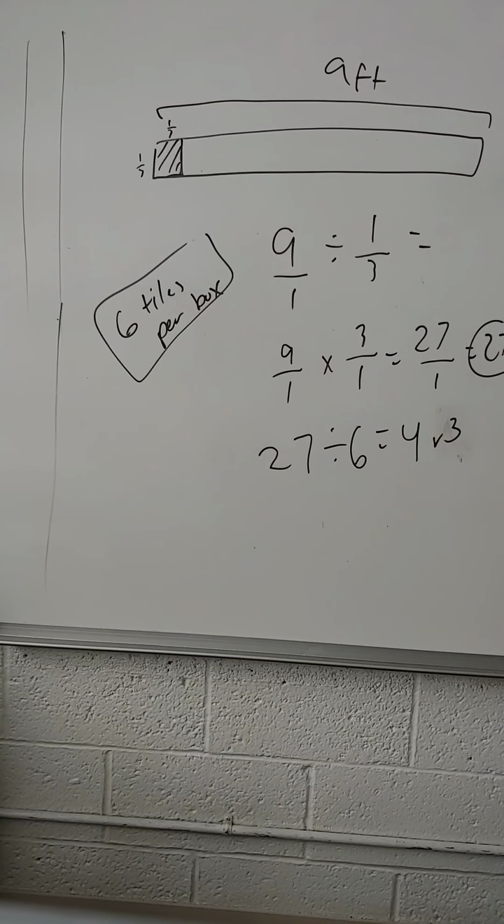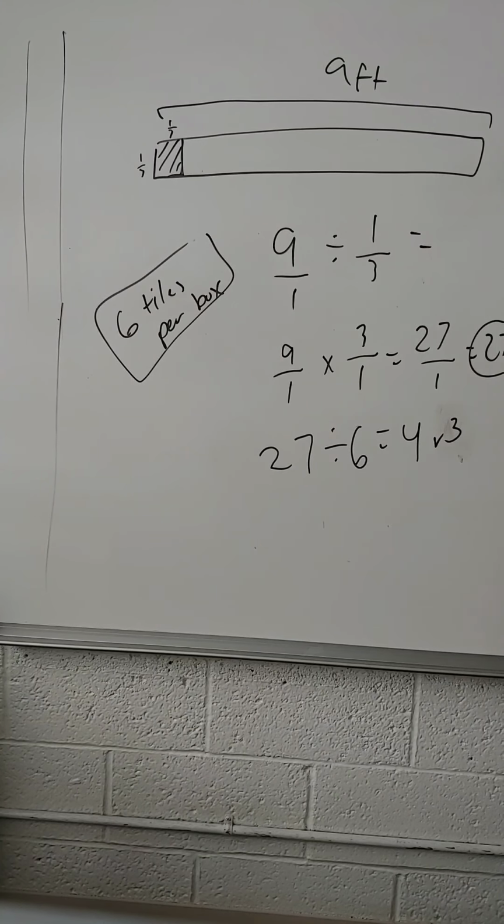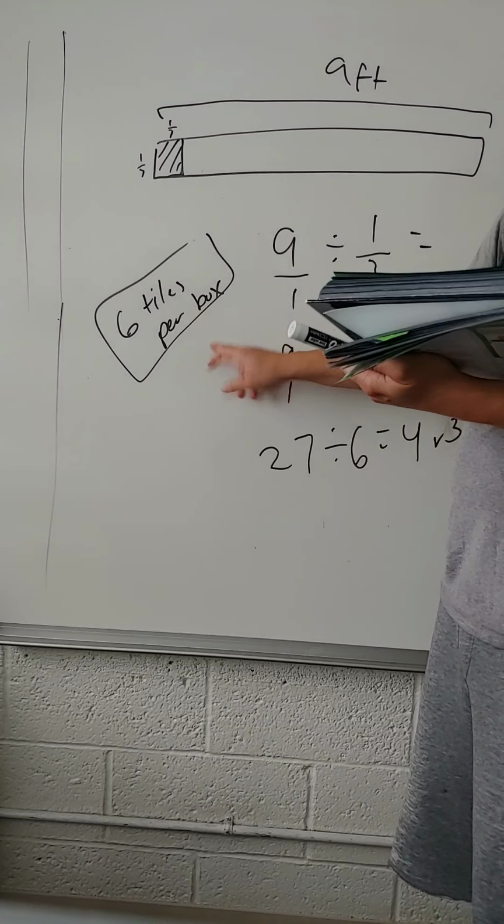So, first thing I did was draw a little image. This just represents the 9 feet of border that I need, the length of the border. All right? We know that each tile is 1/3 by 1/3 foot. That's what this little tile represents. Okay? So how many tiles I need was not my question, but I do have to determine how many tiles I need before I can worry about how many tiles come per box, which is 6.